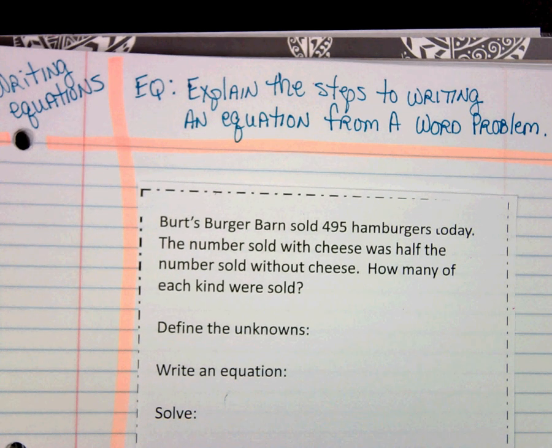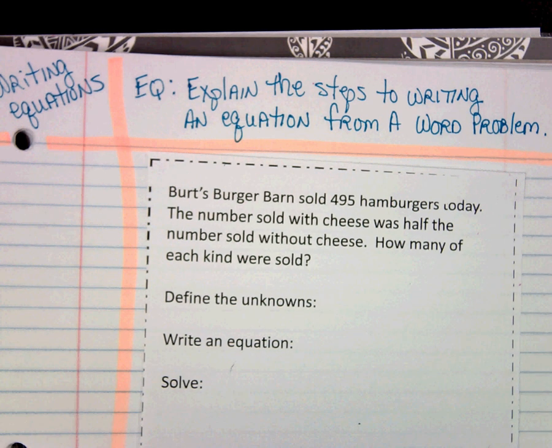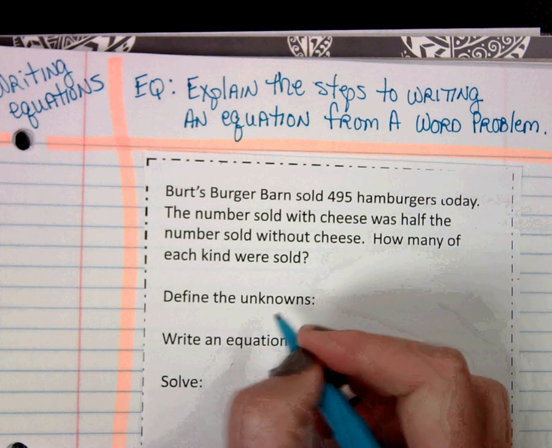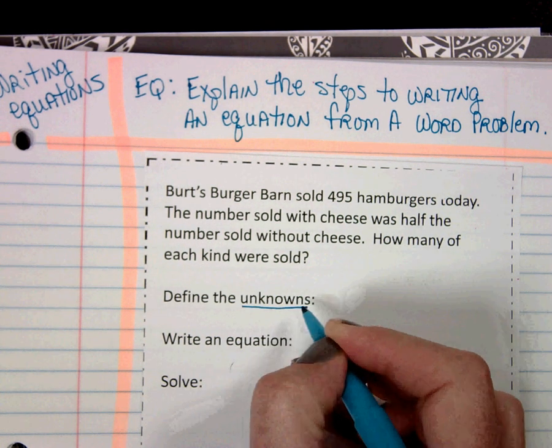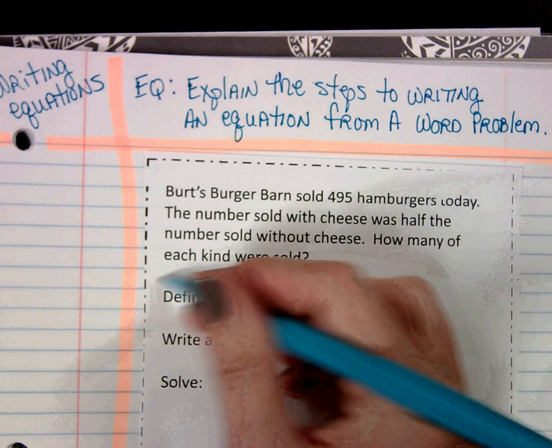And I want us to look at the first problem together. Please read it to yourself. The first thing it's asking us to do is to define our unknowns right here. What this is saying is, what is it that we don't know? What is it that we're trying to find out? What is it we're trying to answer as the problem? And in the question it says, how many of each kind were sold?